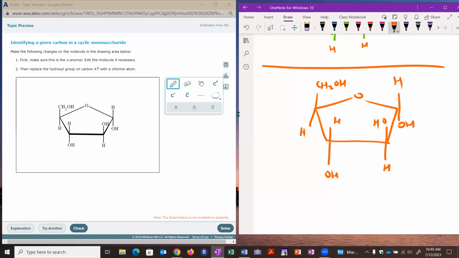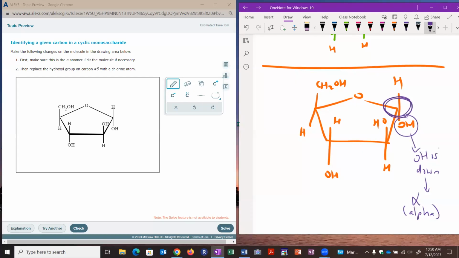All right, first thing it says, first make sure this is the alpha anomer. So how do we decide whether it's the alpha or the beta? Well, we look at this carbon right here. The OH is pointing down, which means that it is the alpha. We don't need to change that. If the OH was pointing up, then it would be the beta form, and we'd need to change it.